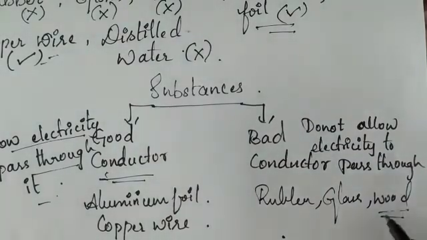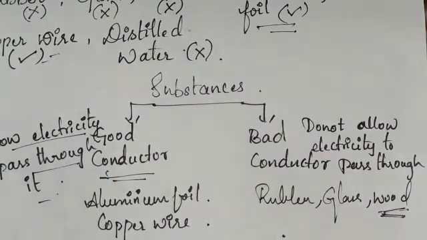When wood is there, wood is a bad conductor of electricity, so the electricity won't pass through it. That is why we are told not to touch a person who has an electric shock. If it is done with a piece of wood, then it is not harmful for us.